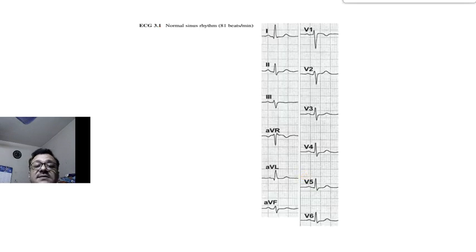Look at another ECG tracing. Here are the standard bipolar limb leads, lead 1 and lead 3. And look at V1 and V6. Look at aVR.